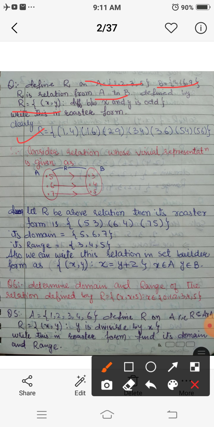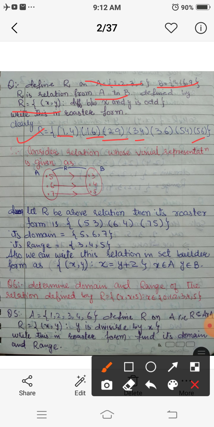Now when we consider x equals 1, y equals 4, 1 minus 4 is minus 3, so it is odd. 1 minus 6 is odd, 2 minus 9 is odd, 3 minus 4 is odd. Similarly 5 minus 6 is odd. Positive odd or negative odd, it doesn't matter, but we have to consider only the positives.